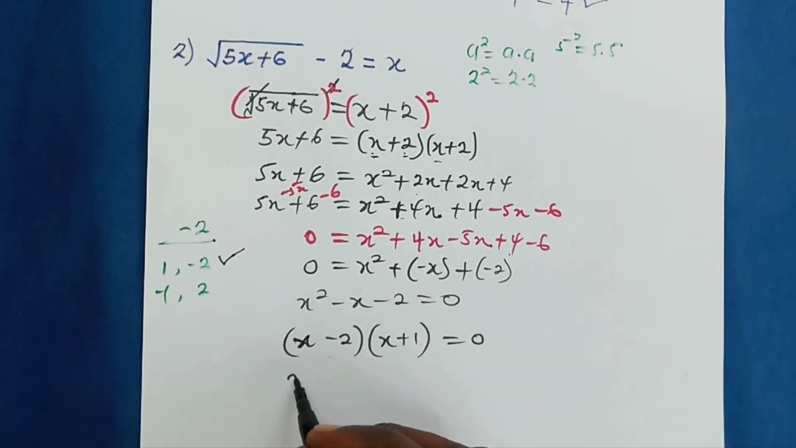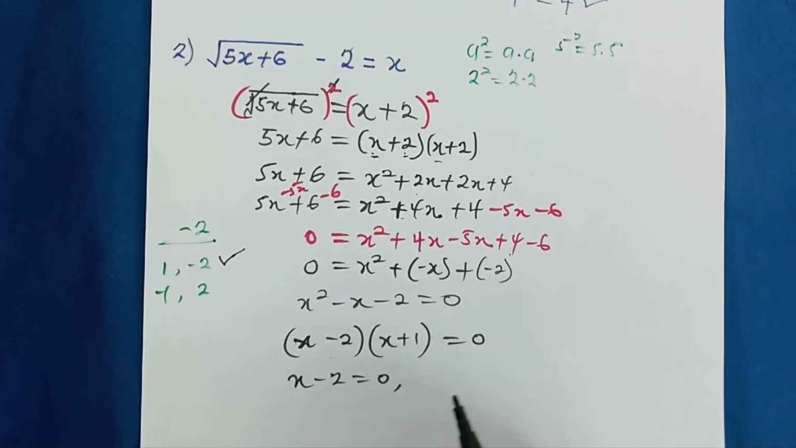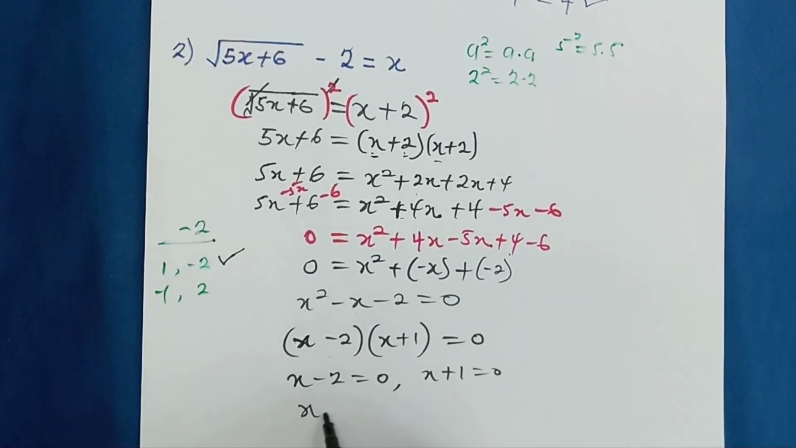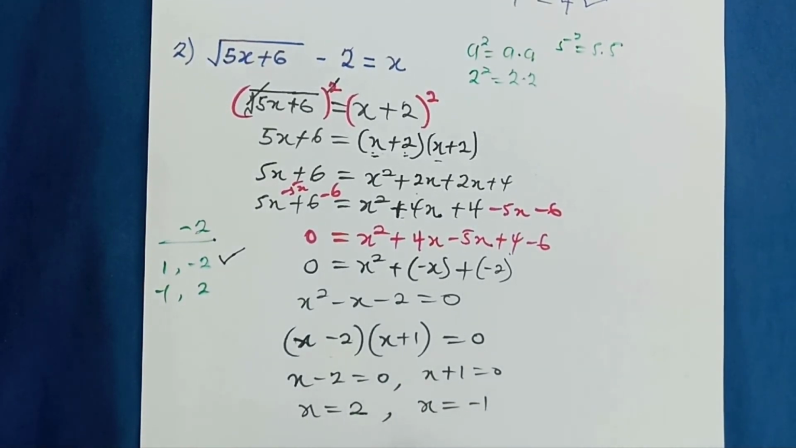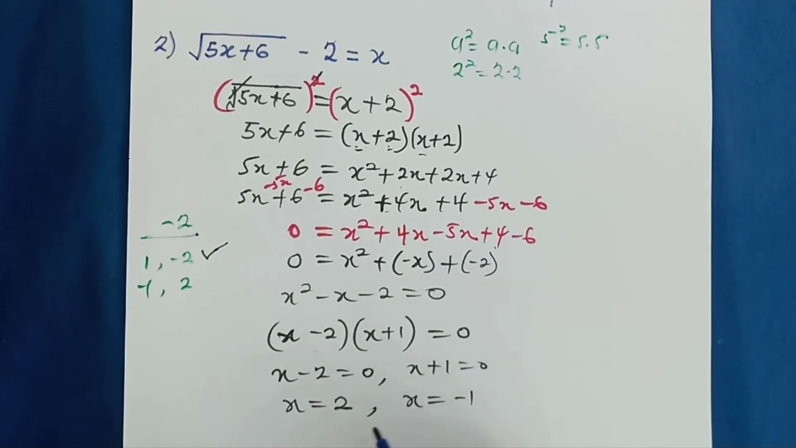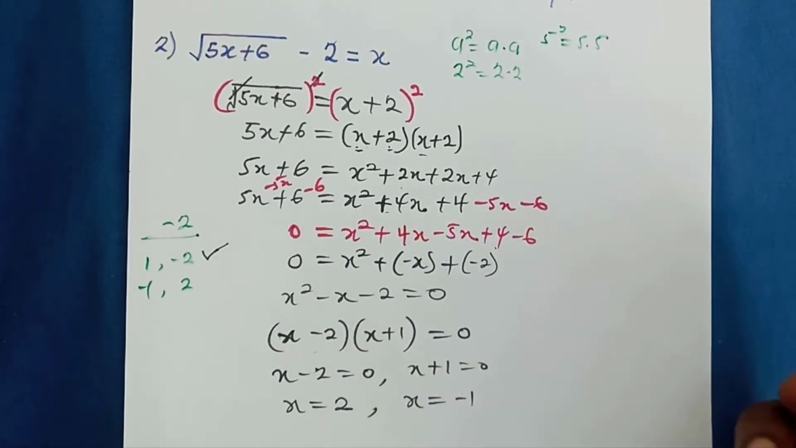Alright, so we have x minus 2 is equal to 0, and then x plus 1 is equal to 0. And then x will be equal to 2 in this case, and x is equal to negative 1. So now we have two values for x. We have to check by substituting these values into the original equation to see which one satisfies the identity.